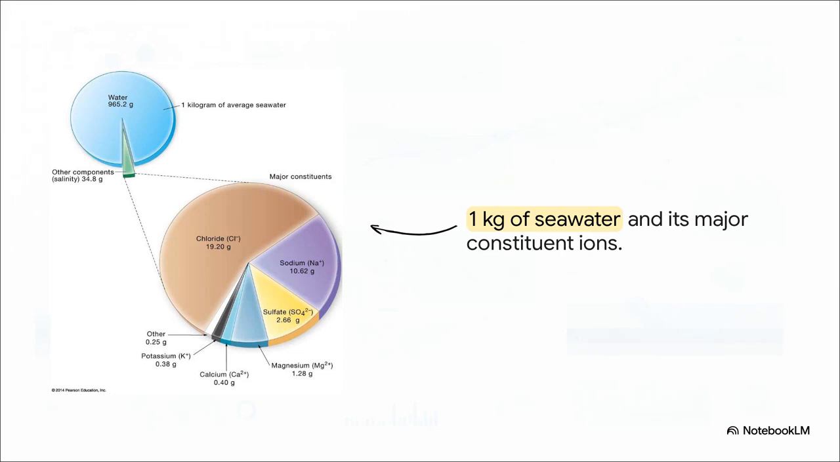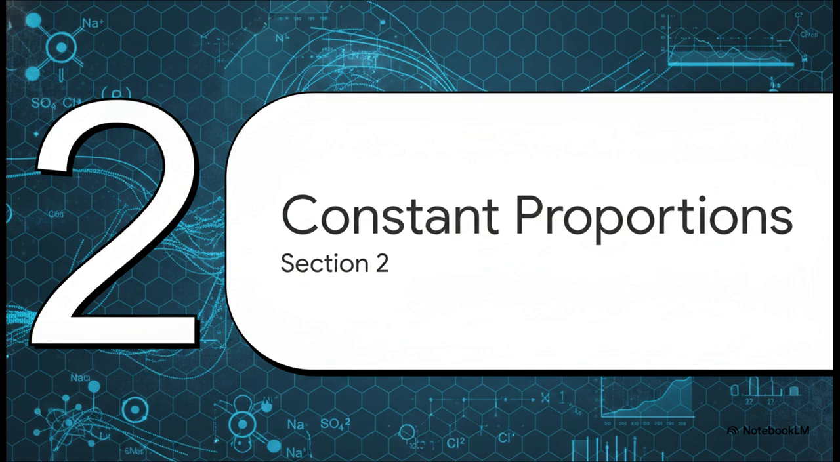And if you look at how that breaks down, it's pretty heavily skewed. Just 6 major ions make up over 99% of all the dissolved salts in the entire ocean. The absolute heavyweights here are chloride and sodium, which makes perfect sense as to why seawater tastes exactly like table salt. But you've also got sulfates, magnesium, calcium, and potassium in the mix. The sheer precision of this chemical blend is really the foundation for everything the ocean does. Which brings us to part 2, the constant proportions principle.